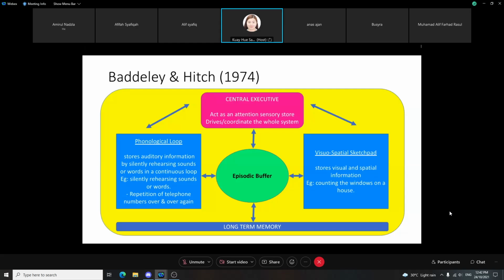by silently rehearsing sounds or words in a continuous loop. So the phonological loop is anything that you hear, because it rhymes with phonological. Phonology is anything that you can hear, okay? So it's the sound of it. So you store this information by rehearsing it again and again in a continuous loop, silently rehearsing sounds of words.